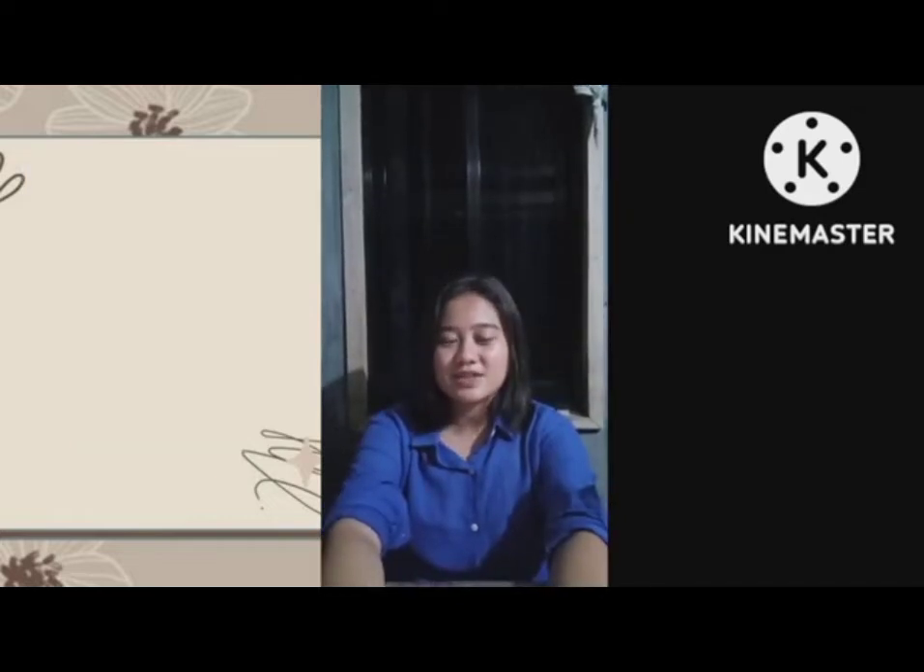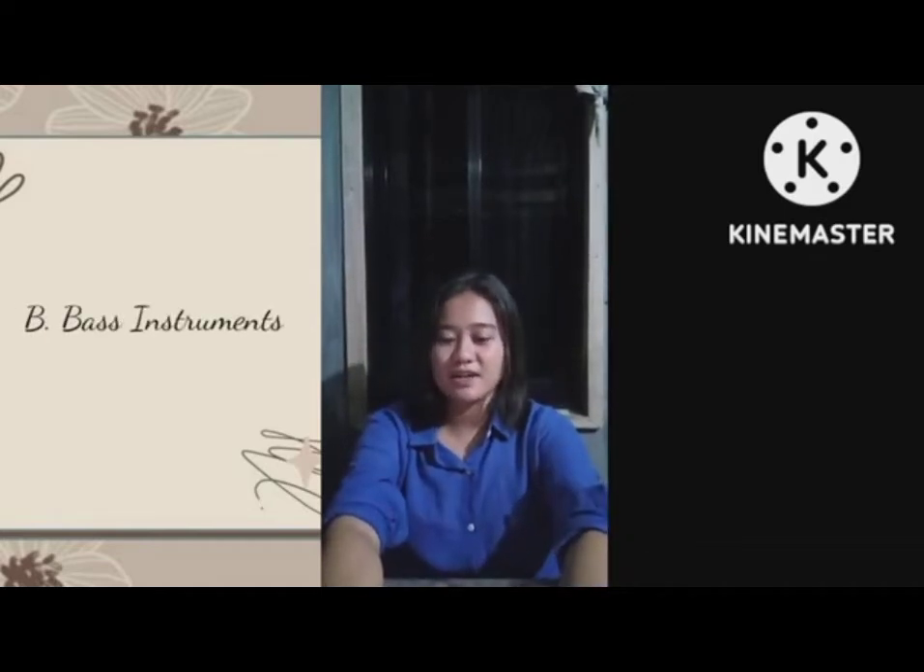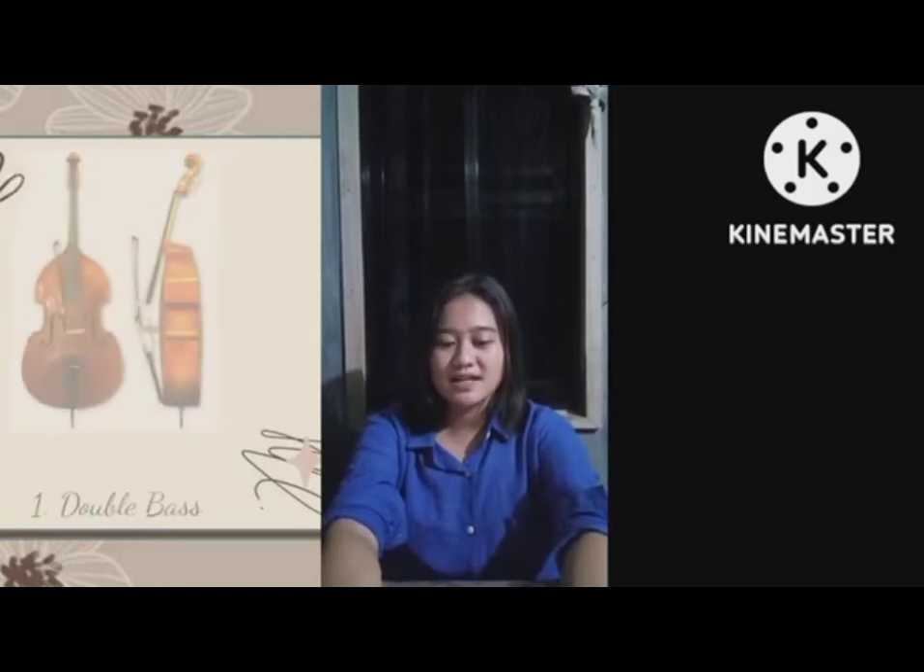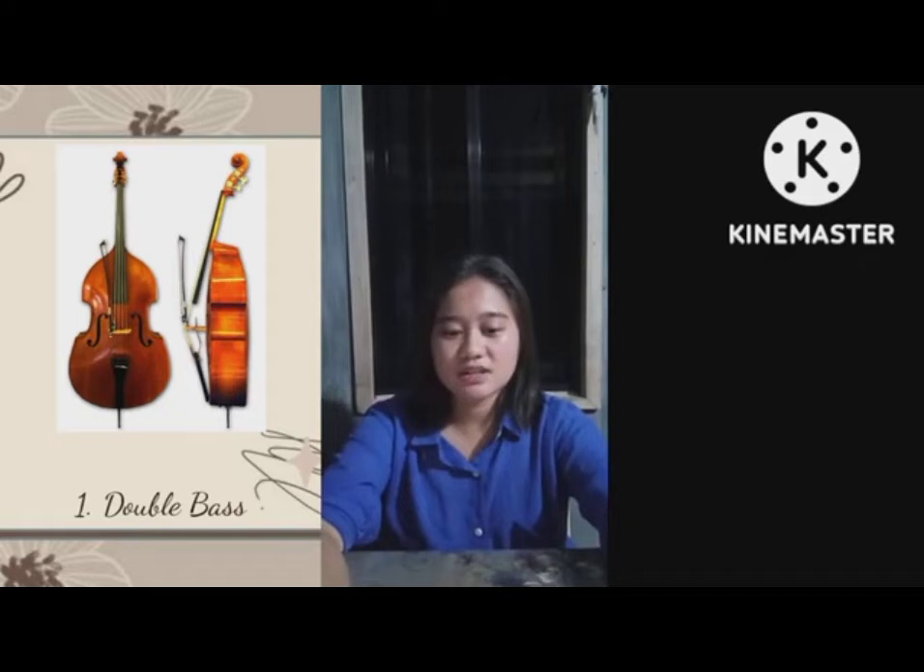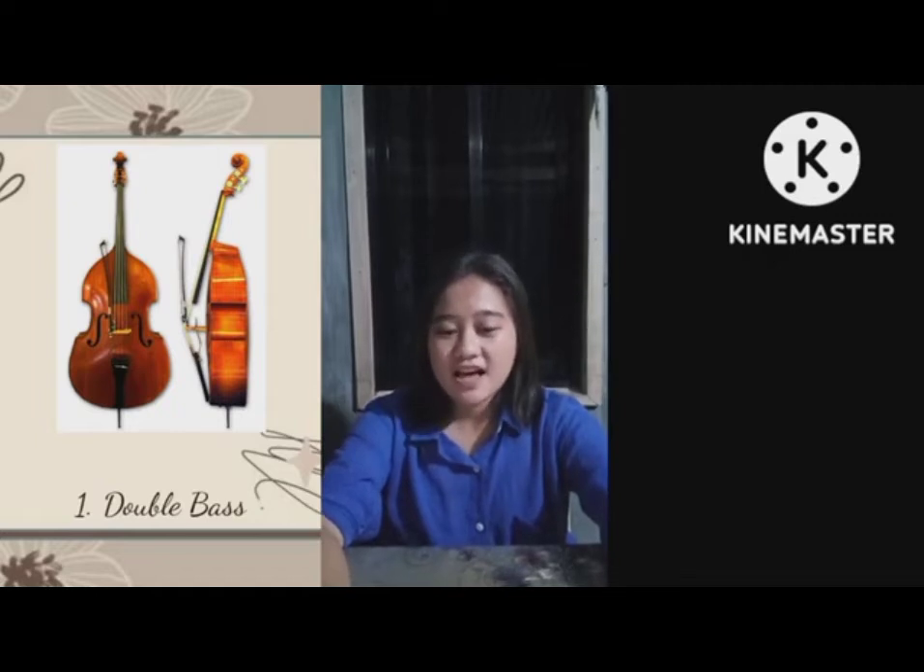Next, we have group of bass instrument. There are 4 instruments belongs in bass instrument. First, we have double bass. It is the largest and the lowest pitch bowed string instrument in a modern symphony orchestra. It is used extensively in Western classical music as a standard member of the string section of symphony orchestra and smaller string ensembles.